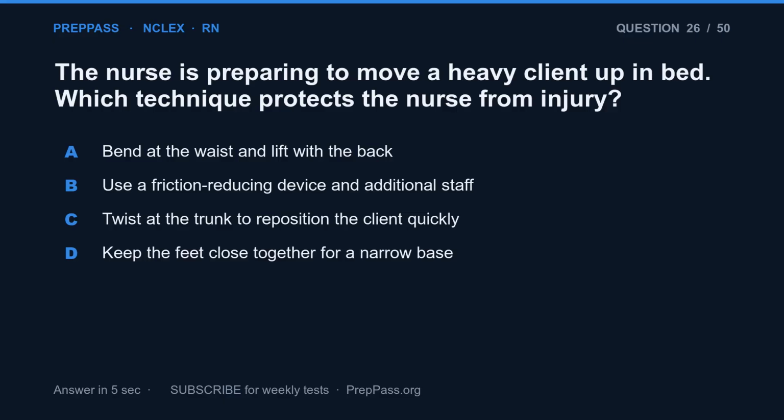Question 26. The nurse is preparing to move a heavy client up in bed. Which technique protects the nurse from injury? A. Bend at the waist and lift with the back. B. Use a friction-reducing device and additional staff. C. Twist at the trunk to reposition the client quickly. D. Keep the feet close together for a narrow base.